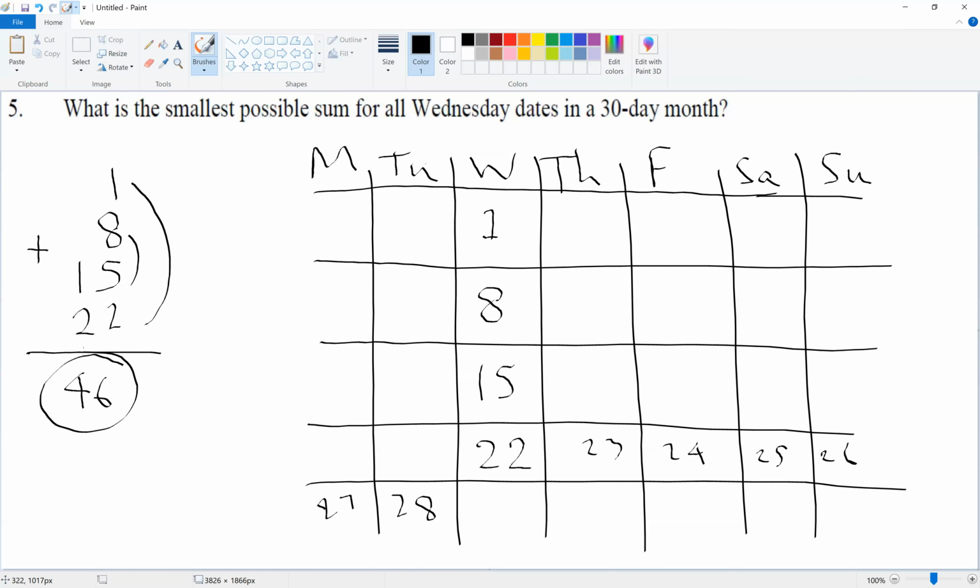Oh, okay. But doesn't it have to be a 30-day month? No, it says smallest possible sum. I can pick a calendar which has 28 days in February. May I not? Well, but it says, in a 30-day month. I still don't understand how... oh, you could do 28 days. Sorry, I didn't see that. I was thinking of leap year.